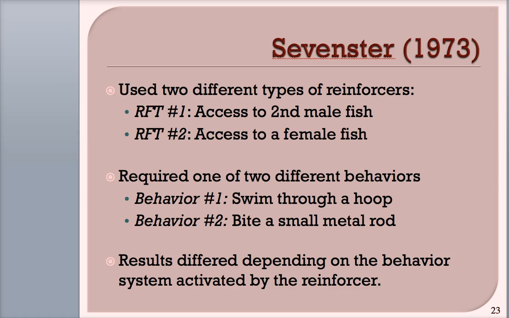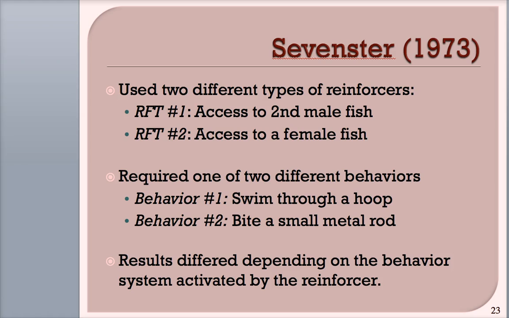All right. So Svenster used 2 different kinds of reinforcers. Now, instead of using food, he's using 2 reinforcers, and neither of them are food. One of them is access to another male, and the other is access to a female. So whatever the behavior is, the fish earns access to another male or to a female. And this is all done during the breeding season.